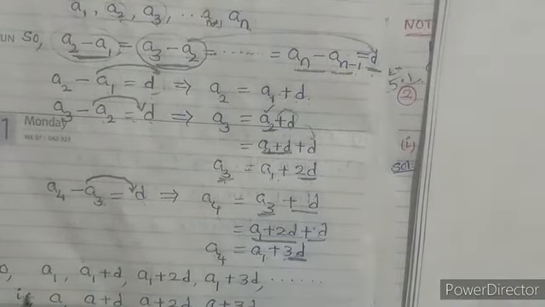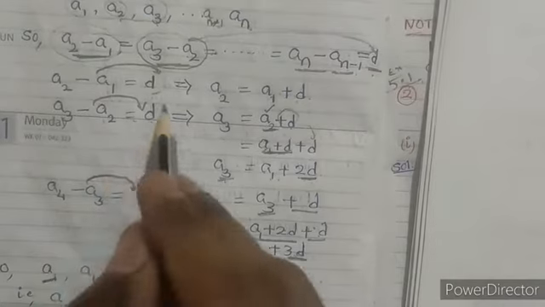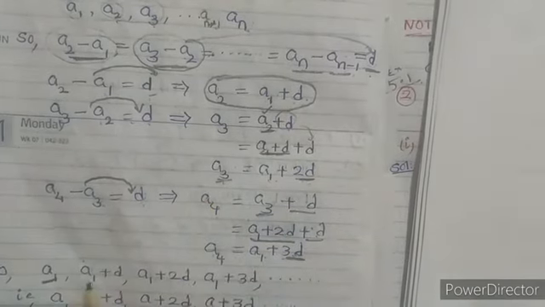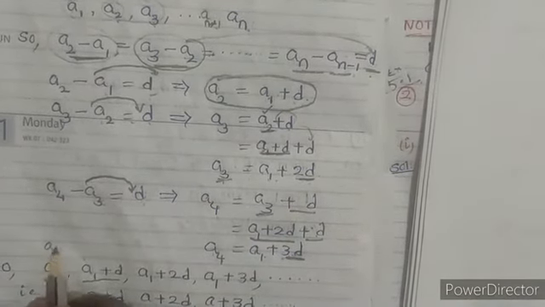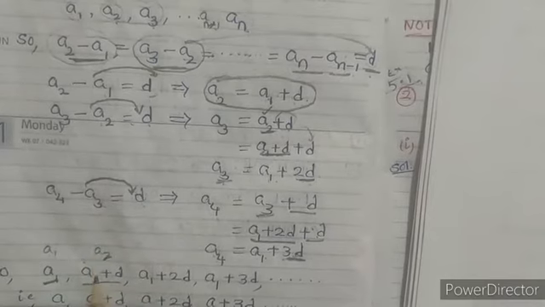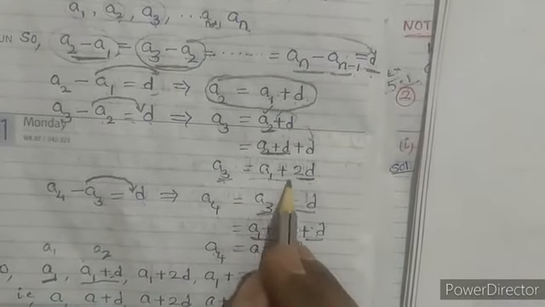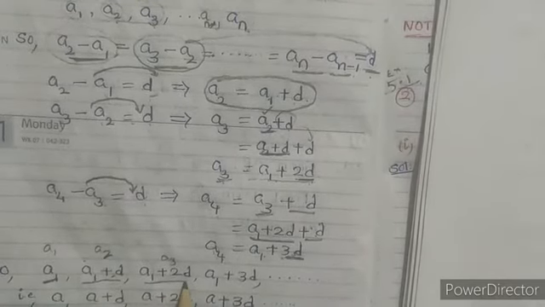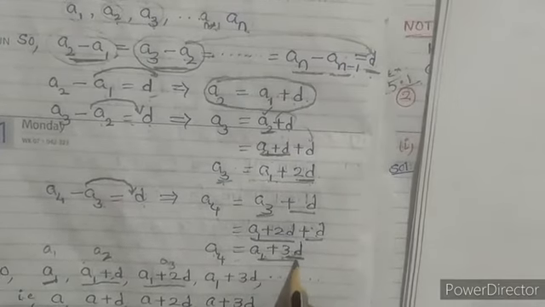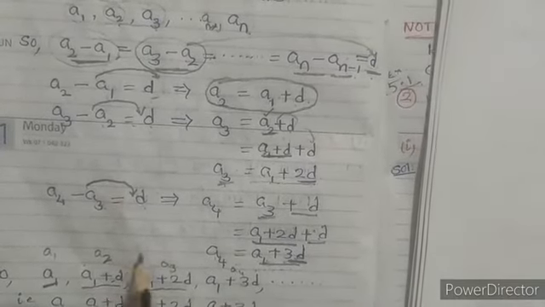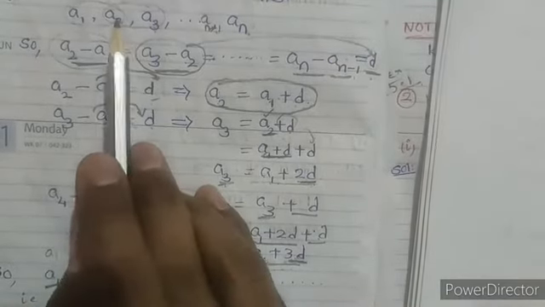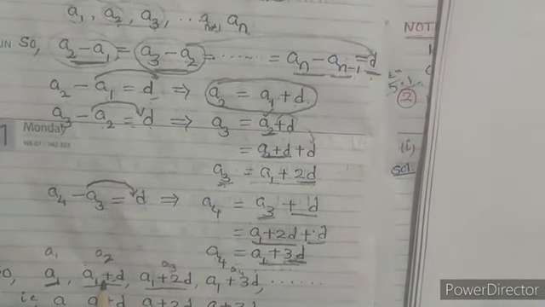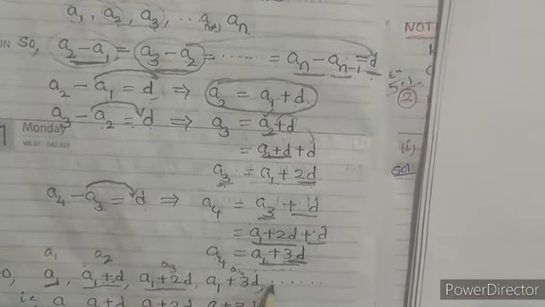Now the first term is represented by A1 only. Second term you got as A2 is equal to A1 plus D. Third term you got as A1 plus 2D. And the fourth term is A1 plus 3D. Likewise, the assumed arithmetic progression A1, A2, A3 became A1, A1 plus D, A1 plus 2D, A1 plus 3D.